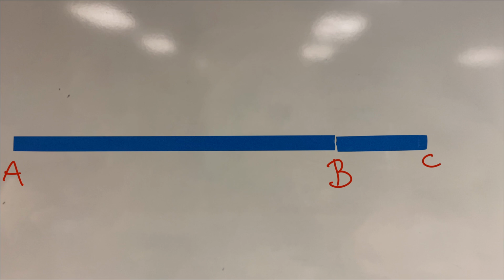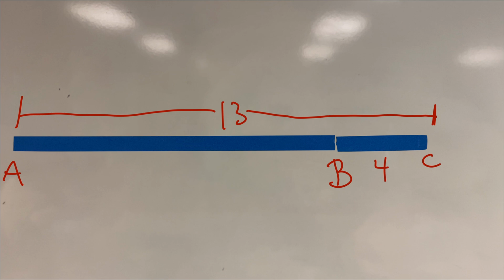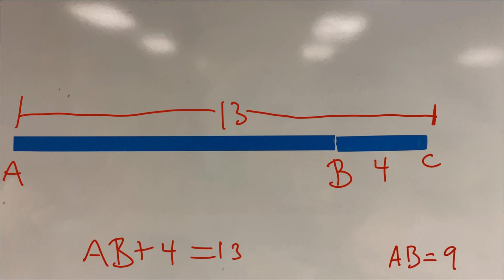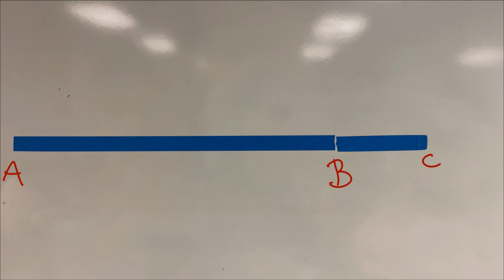All right, let's try another one. In this case, I know that the whole distance of AC is 13, and then BC is going to be 4. So once again, AB plus BC is going to equal AC, but in this case, AC is 13 and BC is 4. So to get AB by itself, I would subtract 4 from both sides. 13 minus 4 gets us that AB equals 9.